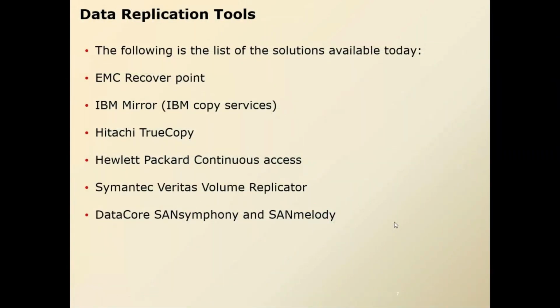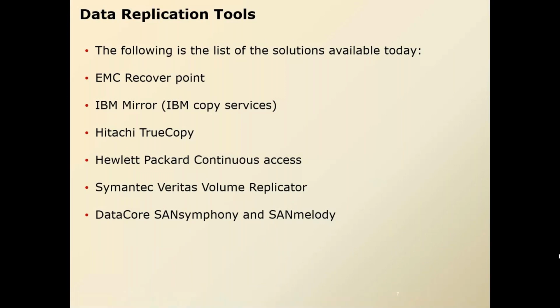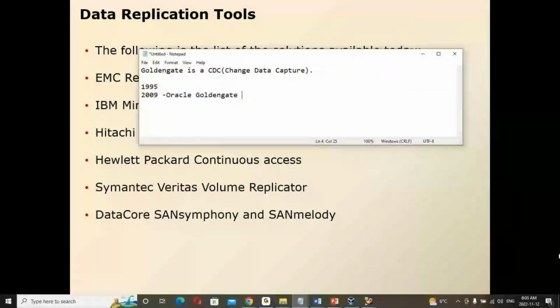There are various data replication tools available in the market. But why GoldenGate? What are the data replication tools available in the market? You have EMC RecoverPoint, IBM Mirror, Hitachi TrueCopy, HP has its own product, Symantec Veritas, DataCore, SANsymphony. These are some of the competitors of GoldenGate. Along with that, you might have heard about SharePlex and Affinity as well. I should not say popular product, but in today's scenario, you might have heard about SharePlex and Affinity among GoldenGate's competitors.